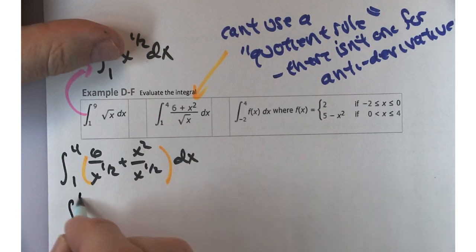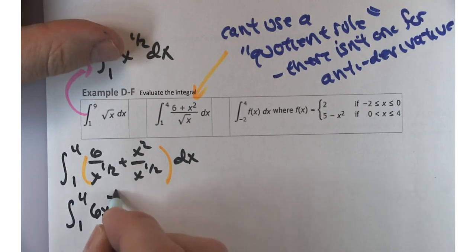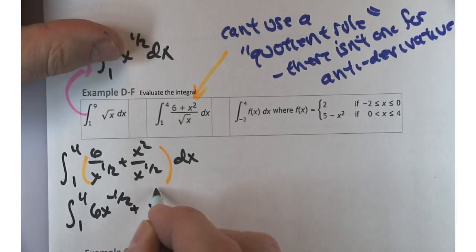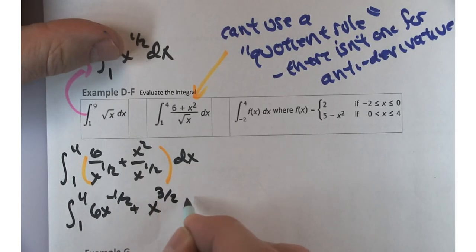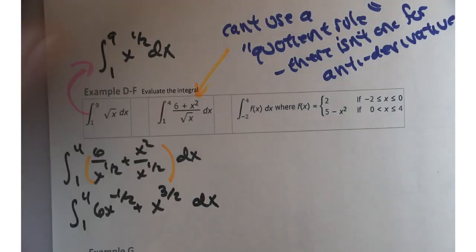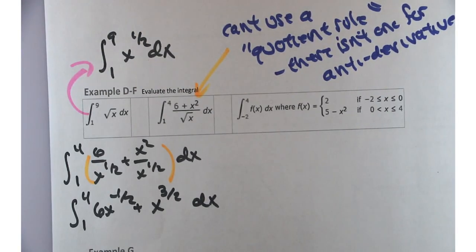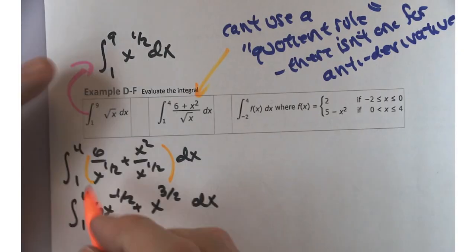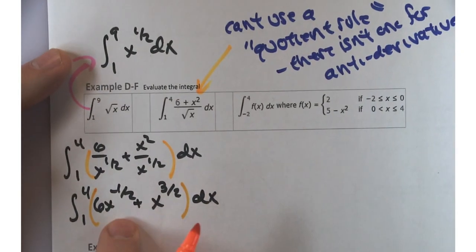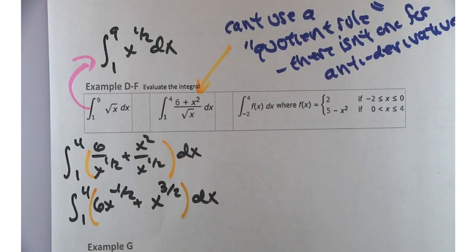All right, 6x to the negative 1/2 plus x to what power? 3/2. Okay, now I finally got something that I can find the antiderivative of, and it's this term here. But you had to whip it into shape first.